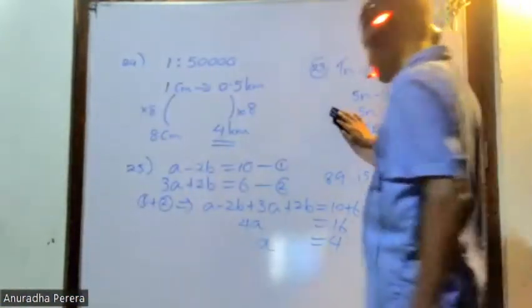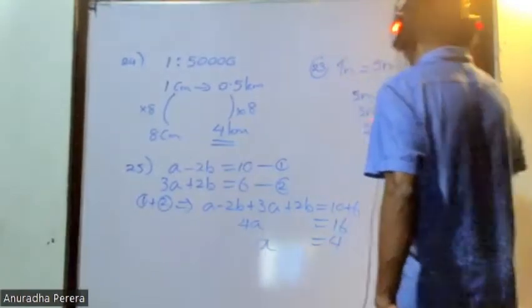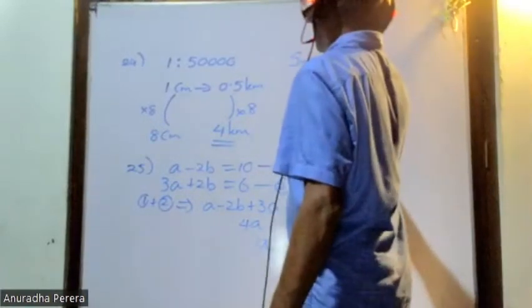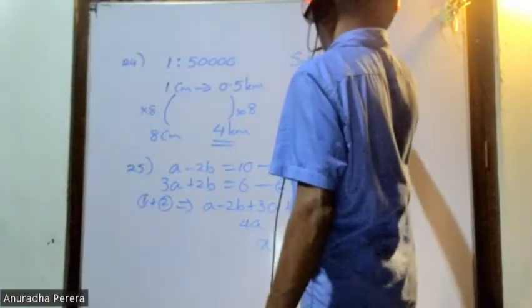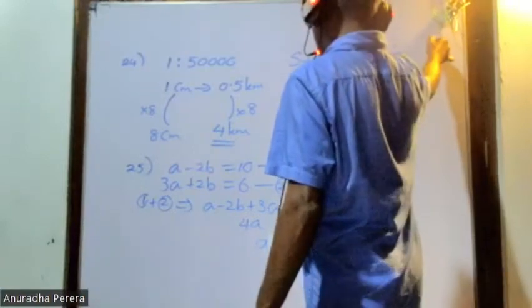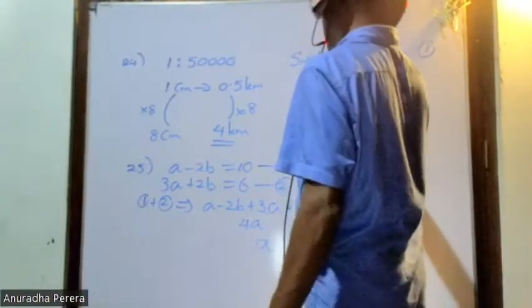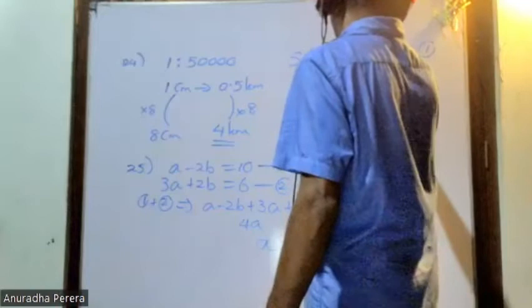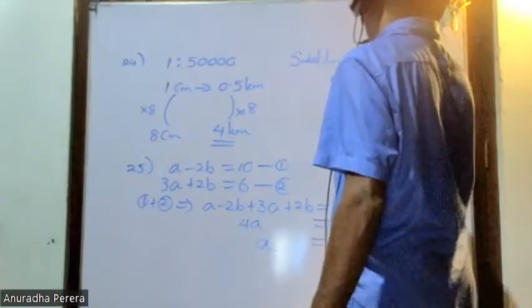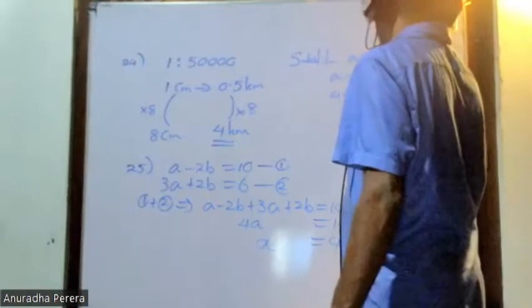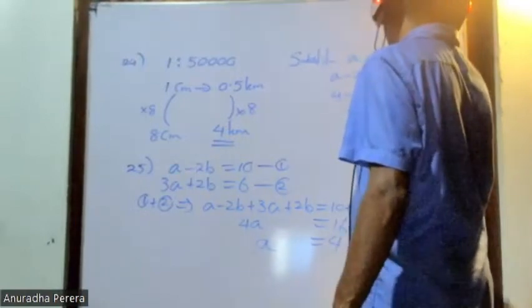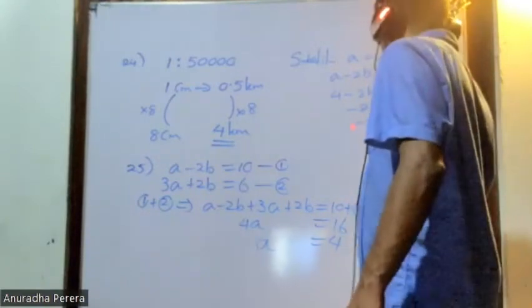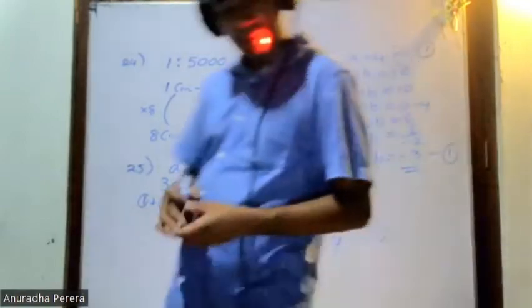Then substitute. Substitute in any one of the first equations. A minus 2b equals 10. A is 4. 4 minus 2b equals 10. Minus 2b equals 10 minus 4. Minus 2b equals 6. B equals 6 over minus 2. B is minus 3. One mark for this answer.